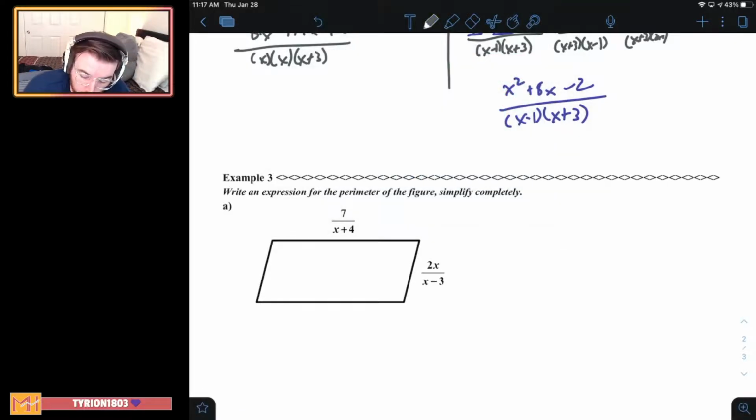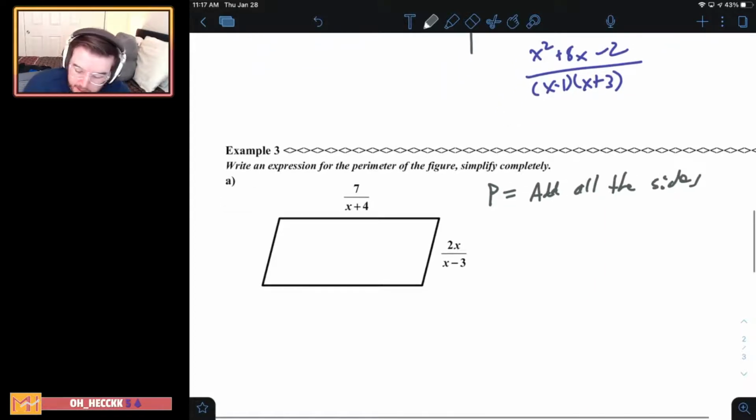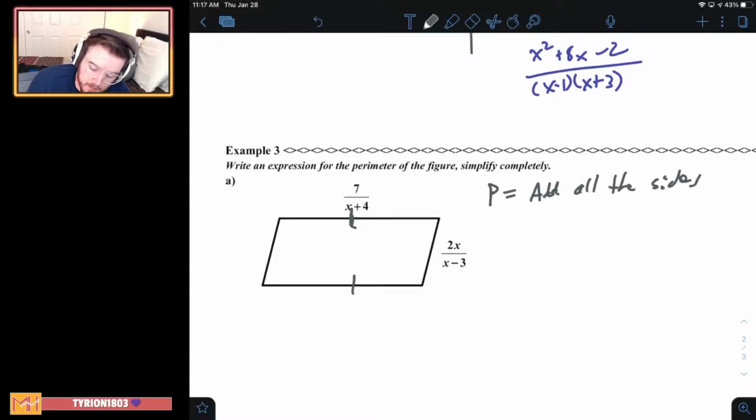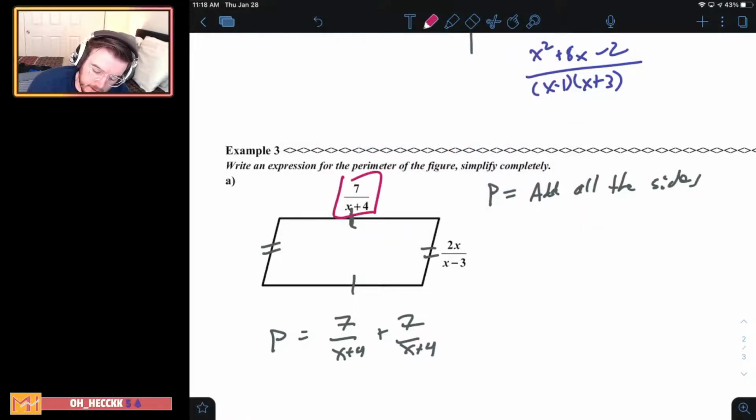So, write an expression for the perimeter of the figure. Perimeter just means to add all the sides together. Well, this figure, right, the top is the same as the bottom, and the right is the same as the left. So when we find perimeter here, we're adding that to itself. That is the top and bottom. And then we're adding the right and the left together.